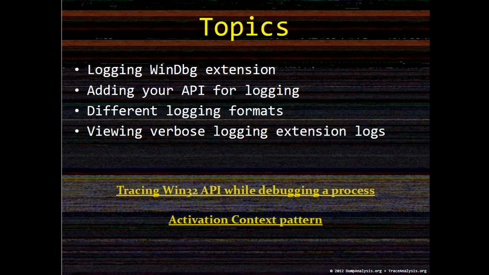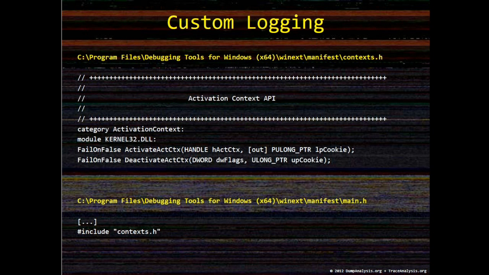Today I extend my old article about the login extension from Debugging Tools for Windows. Basically, I talk about adding additional API for tracing, for example, from the activation context pattern. This login extension, the WinDbg extension, doesn't trace all Windows API, so here we add the missing API. We are interested in the ActivateActCtx and DeactivateActCtx API.